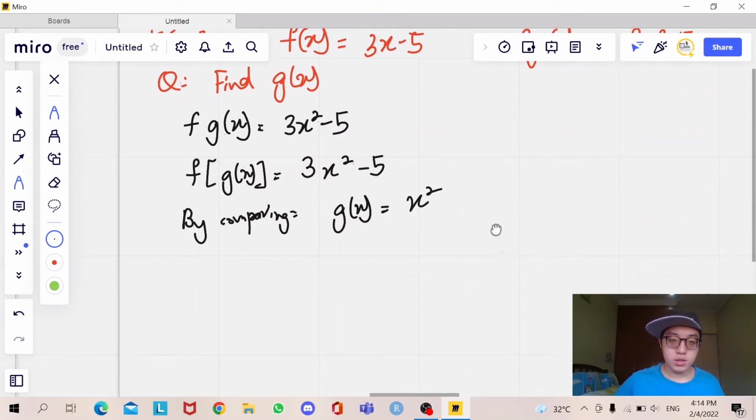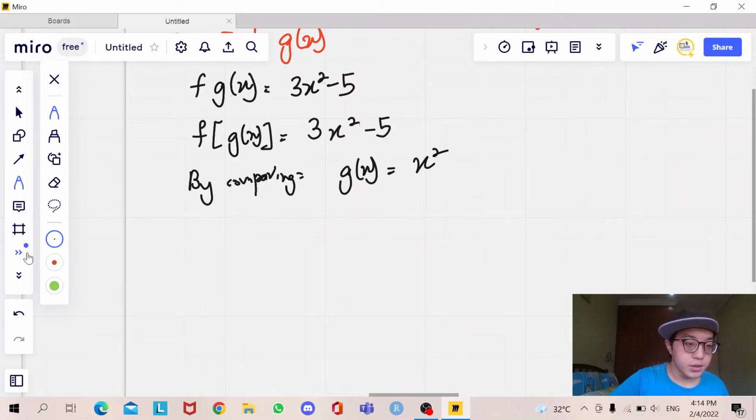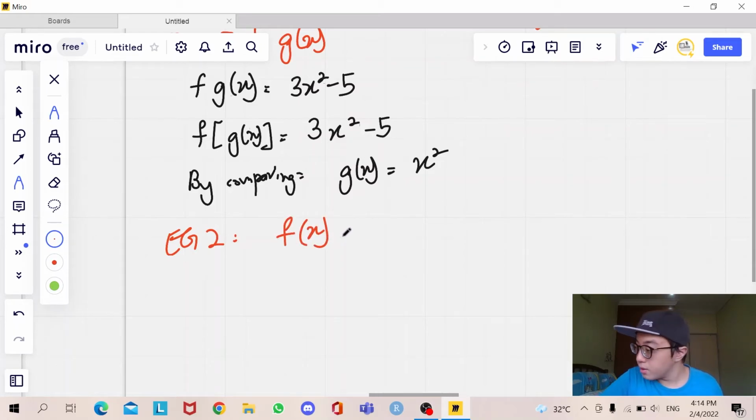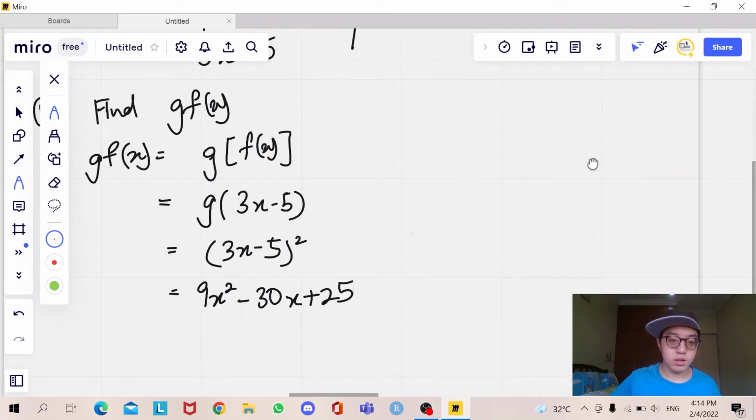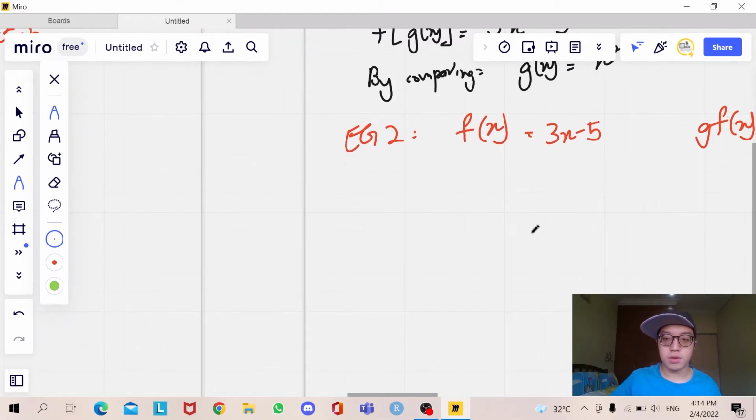All right, so the second scenario here, example number 2, you are still given f(x) equals to 3x minus 5, but now you are given gf(x) instead, which is equals to (3x minus 5) squared.